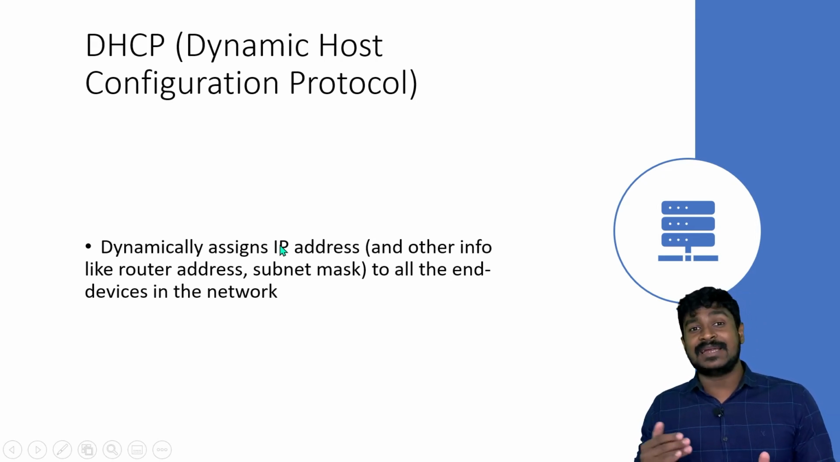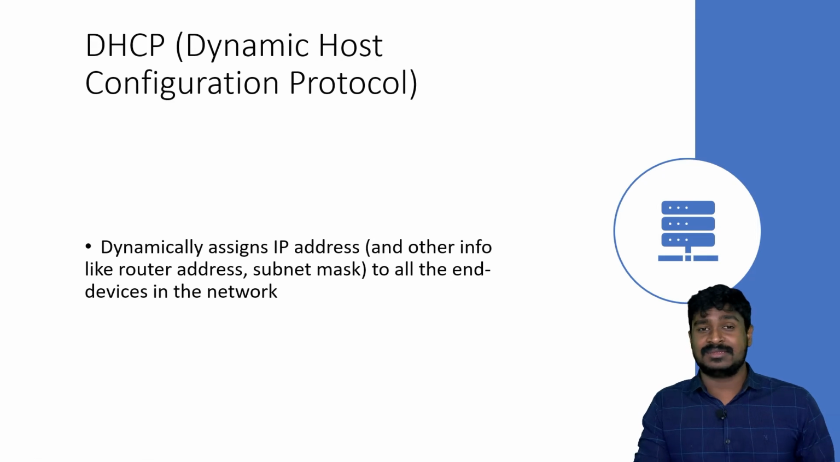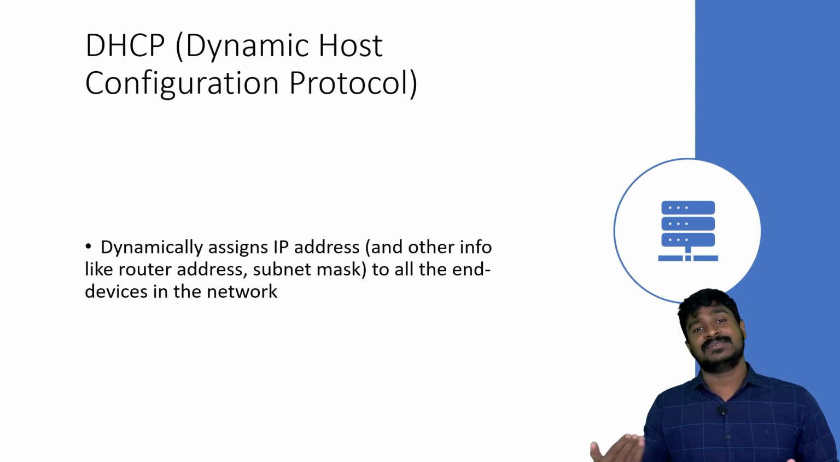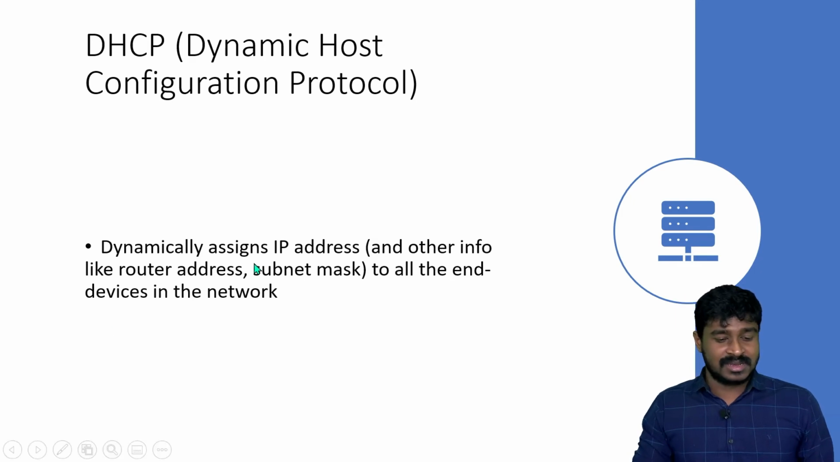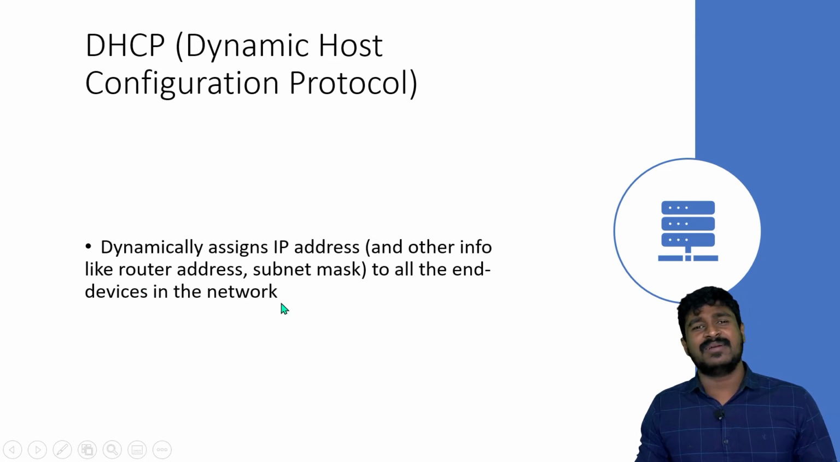So if we are in a static connection, there is no work for this DHCP. When we are in a dynamic connection, this DHCP is something which assigns. That's all. So it dynamically assigns the IP address and other info like the router address to all the end devices. As we know before itself, end devices are the cell phones, laptops, or whatever.